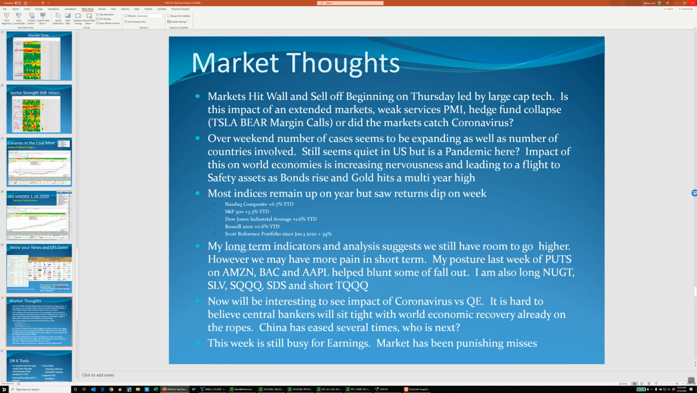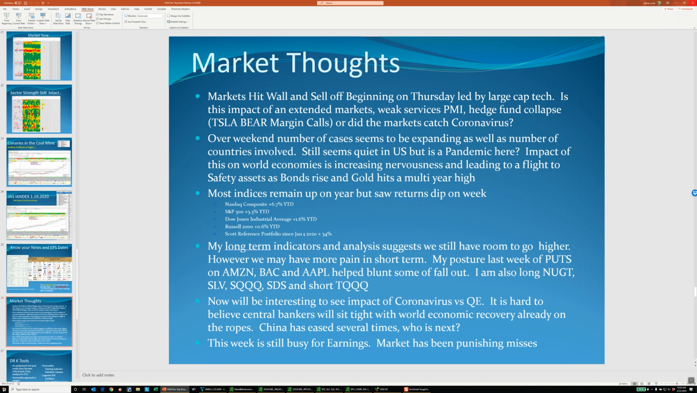I have puts on my Apple. I've got puts on my Bank of America. Those are probably my three largest positions. I bought Nugget. I bought AU, Ashanti Gold. I've got SLV, and I've got Silver Wheaton, whatever, on silver.